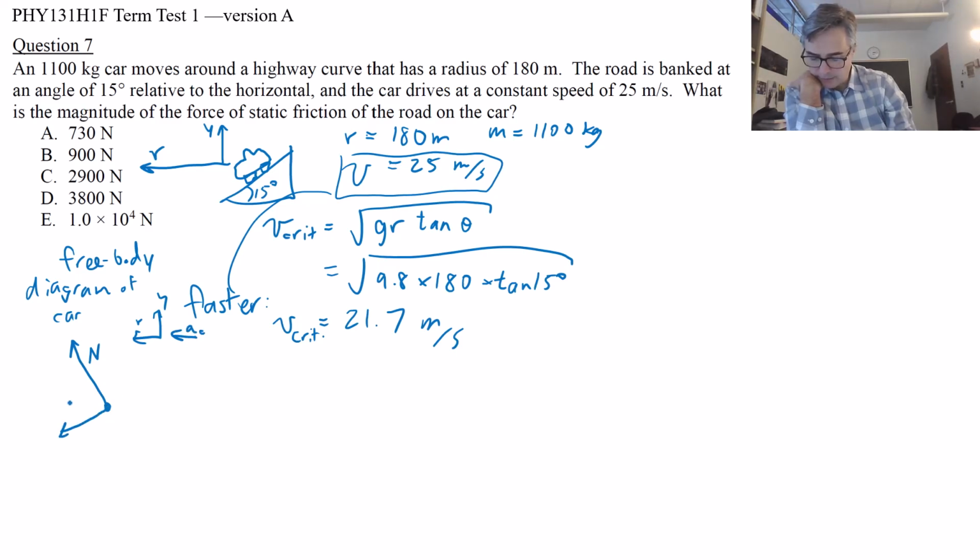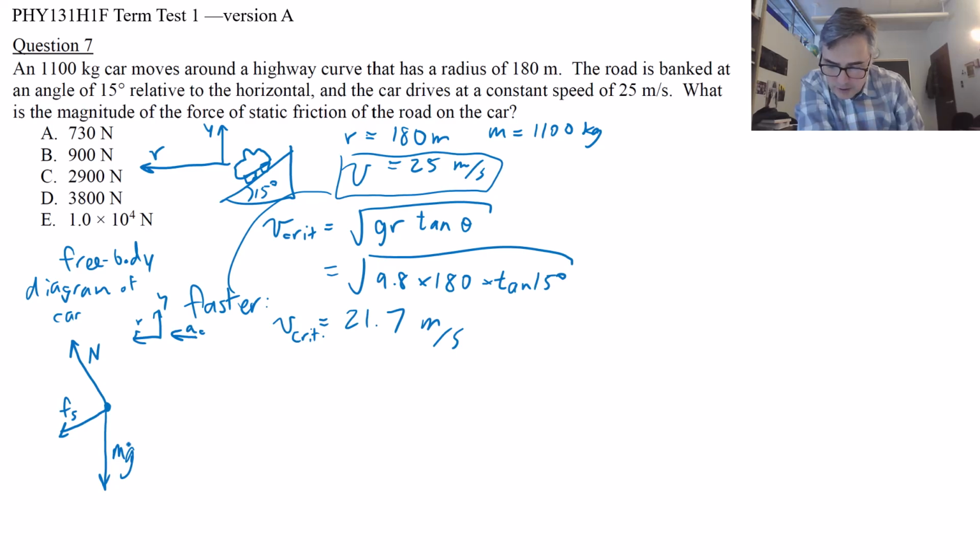You've got now the static friction is going to have to keep it from slipping up the road since you're going faster. If you're going slower than the critical, then the static friction would keep you on the road by pushing up, because you'd be sliding down. If you're going too fast, then you need static friction to keep you on the road. So it's down like that. So that's a bit tricky. And then mg acting down.